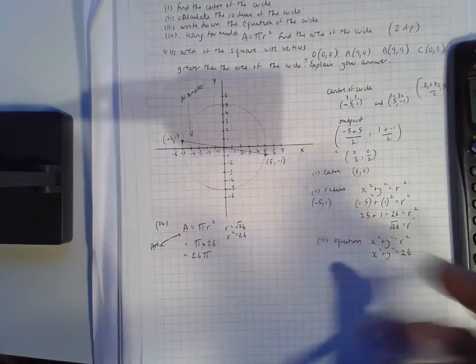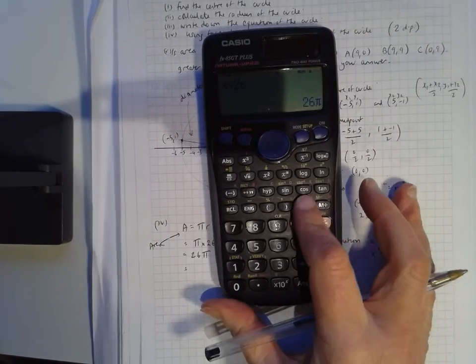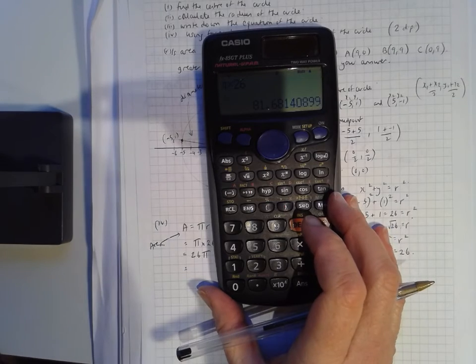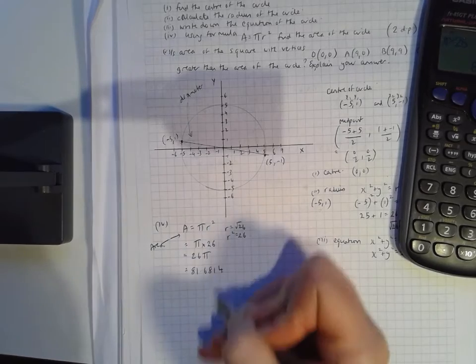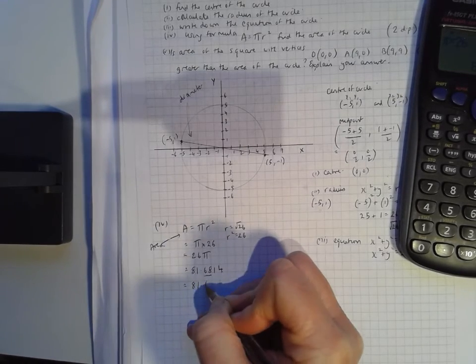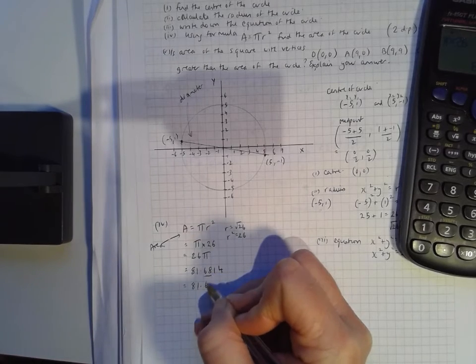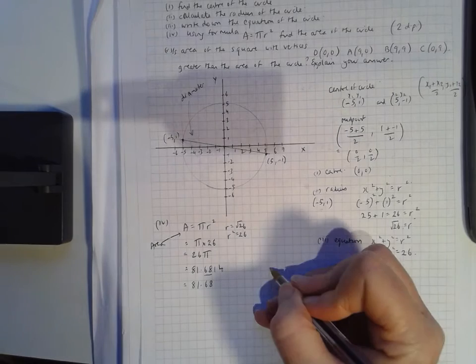And it tells me to give it 2 decimal places. So get my SD button, 81.6814. If that's going to be to 2 decimal places, it's only those 2 numbers I want. So 81.6, that's less than 5, so it doesn't round up. So 81.68.